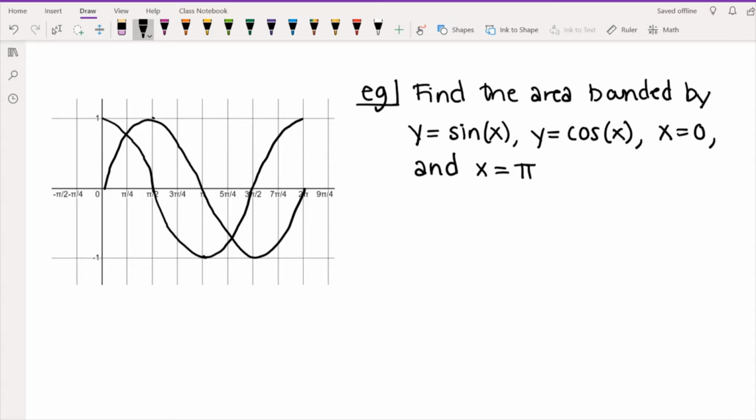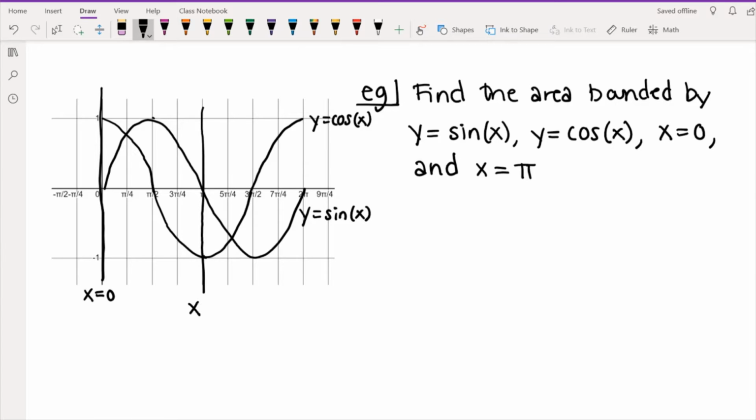Okay, so let's start by shading in the area that we're actually talking about here. So actually there's two more things that we have to add to this picture. So this is the graph of y is equal to sine of x. This is the graph of y is equal to cosine of x, but then we have two other graphs that we need to put in. One of them is x is equal to 0. So that's going to be this vertical line. But then we also have x is equal to pi.